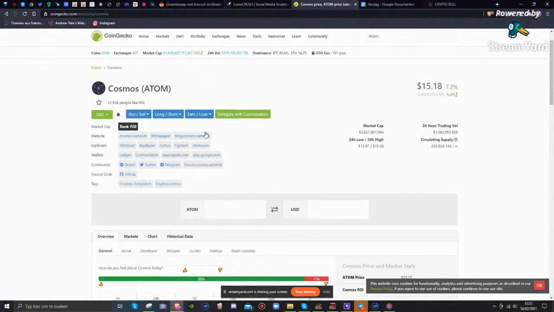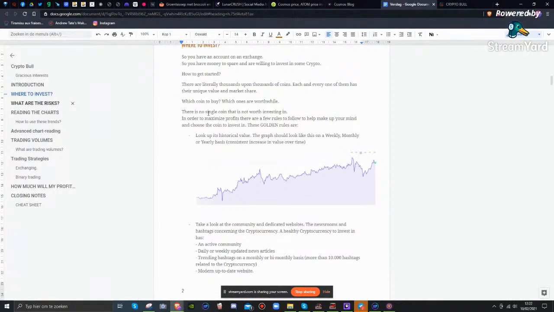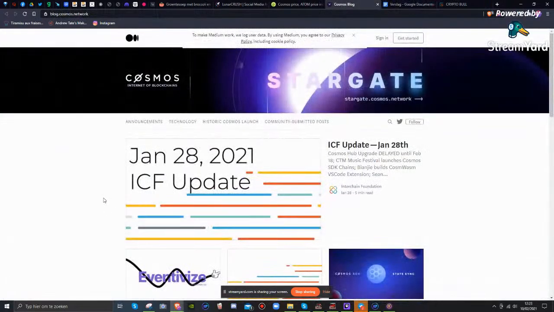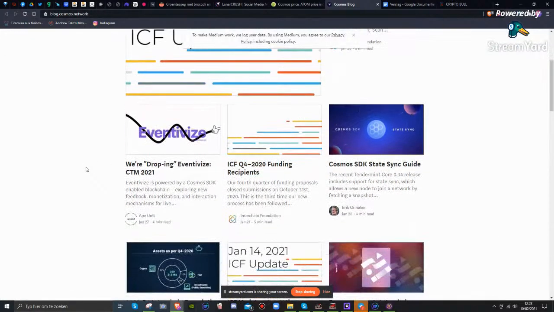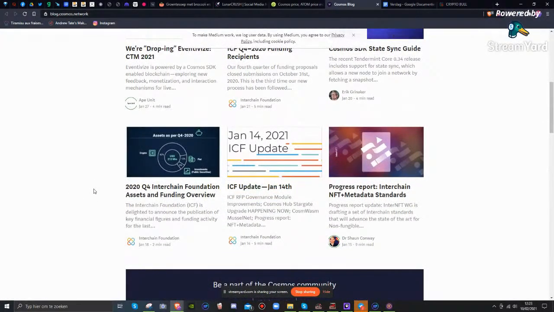So in a certain sense, it's slightly losing its edge. Anyway, there's the blog. As mentioned in here, I want to see daily or weekly updated news articles, which is exactly what I'm going to do. This highlights January 28 ESC updates, so it implies there are upgrades and updates being done. Twenty-size funding recipients. They were quite active in January, with the 10th of February.